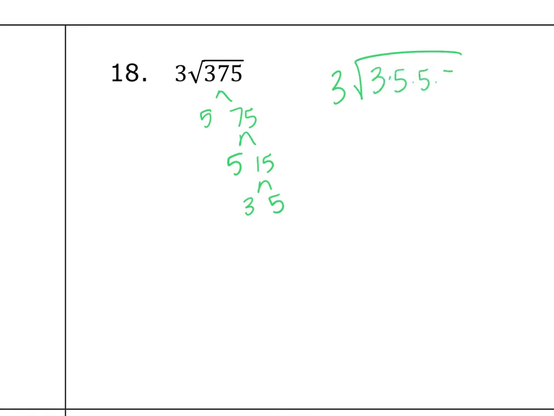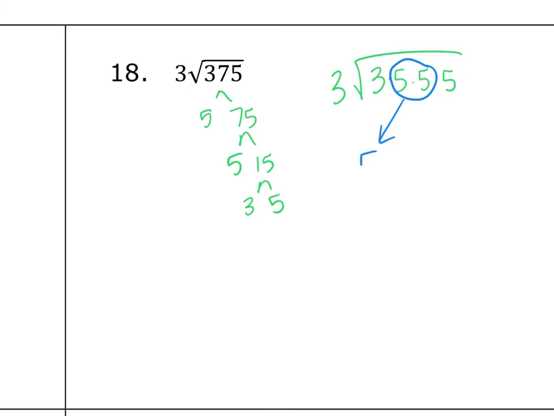Okay, so we got another one here. 375 is divisible by 5. So 5 and 75. 75 is 5 and 15. 15 is 3 and 5. So I have 3, 5, 5, and 5. When I double check, 3 times 5 times 5 times 5 is 375. So I've pulled out the right numbers.